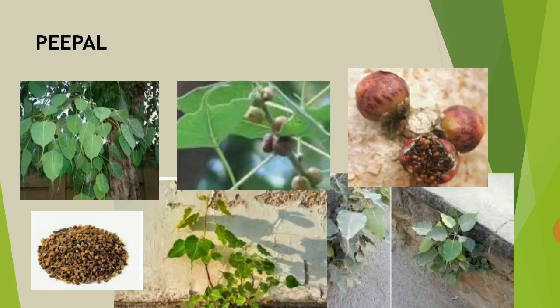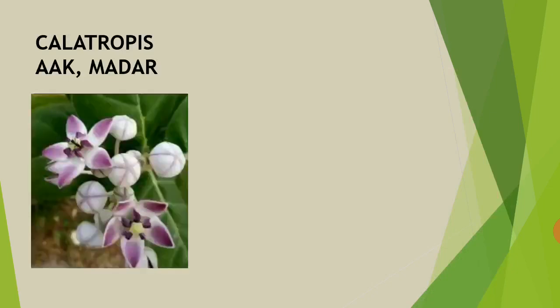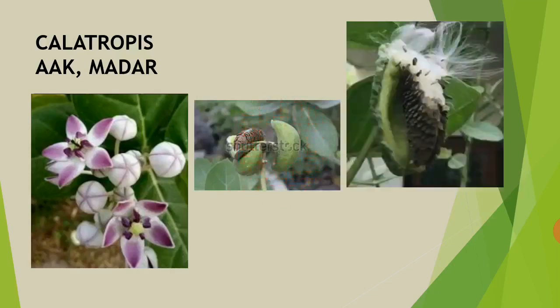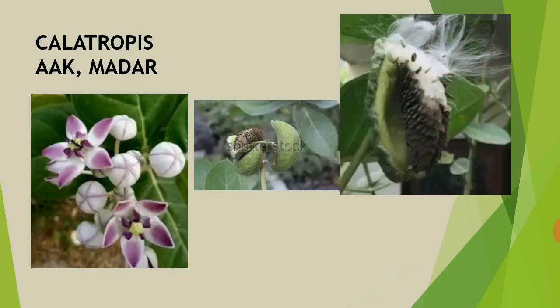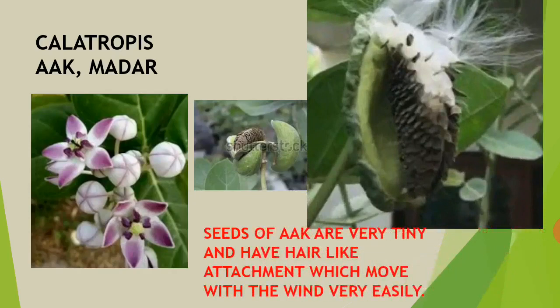Example of Calotropis, arc or madar. Calotropis is also called arc or madar, and this grows wild in our neighborhood. This is the flower of Calotropis. I think all of you must have seen this plant. This is the fruit of Calotropis, and when this fruit becomes mature, you can see here so many black seeds. These seeds are very tiny, and they have hair-like structure. Seeds of arc are very tiny and have hair-like attachment with which the seeds move with the wind very easily.